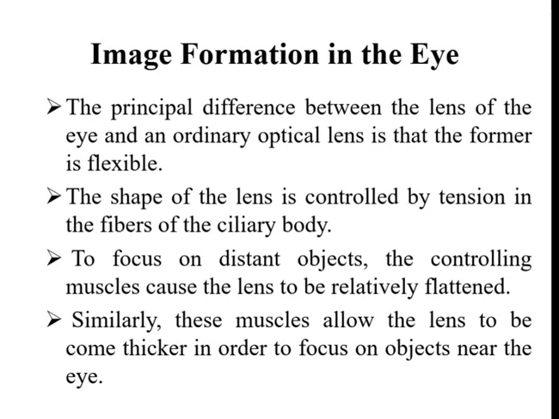Then next one is the image formation in the eye. The principal difference between the lens of an eye and the ordinary optical lens is that the former is flexible. The shape of the lens is controlled by the tension in the fibers of the ciliary body. To focus on distant objects, the controlling muscles cause the lens to be relatively flattened. Similarly, these muscles allow the lens to become thicker in order to focus on objects near the eye.